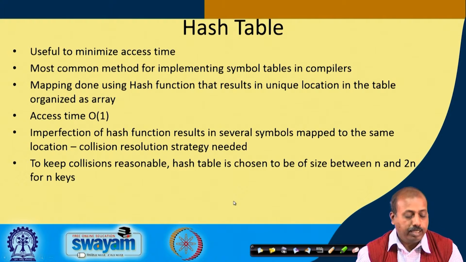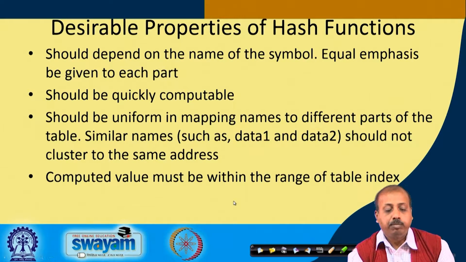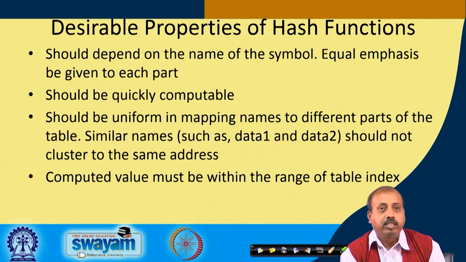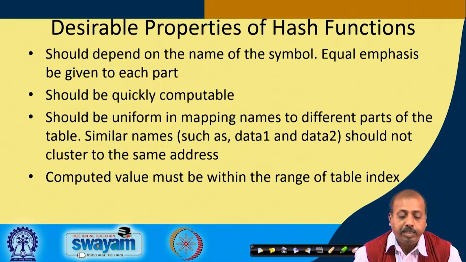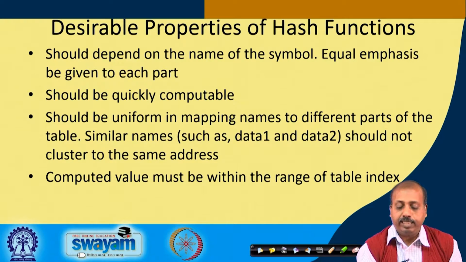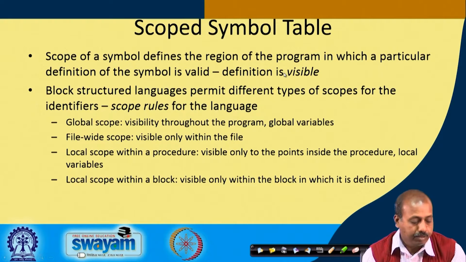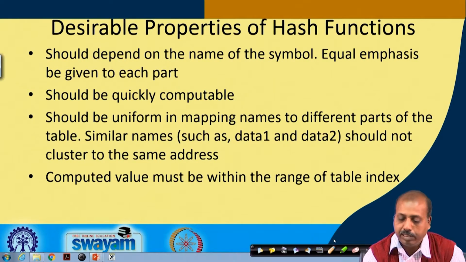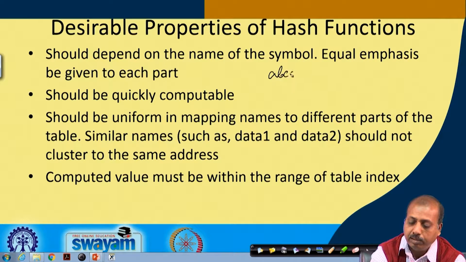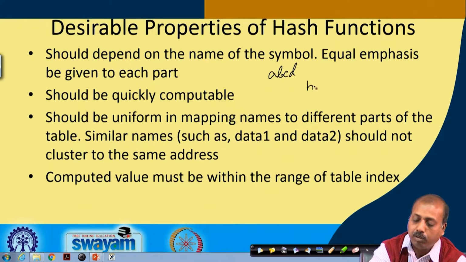So, next we will be looking into some desirable properties of this hash function. First, it should depend on the name of the symbol, and equal emphasis should be given to each part. Say I have a symbol name A B C D. The hash function h that I am computing should have equal weightage on all these parts: a, b, c and d.